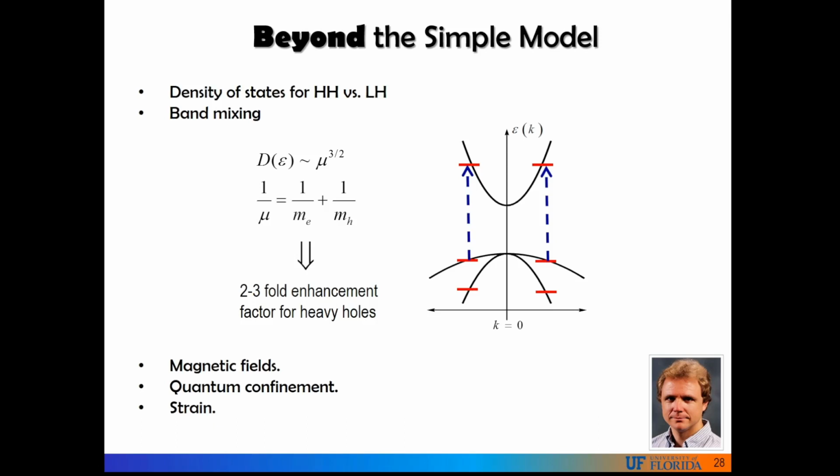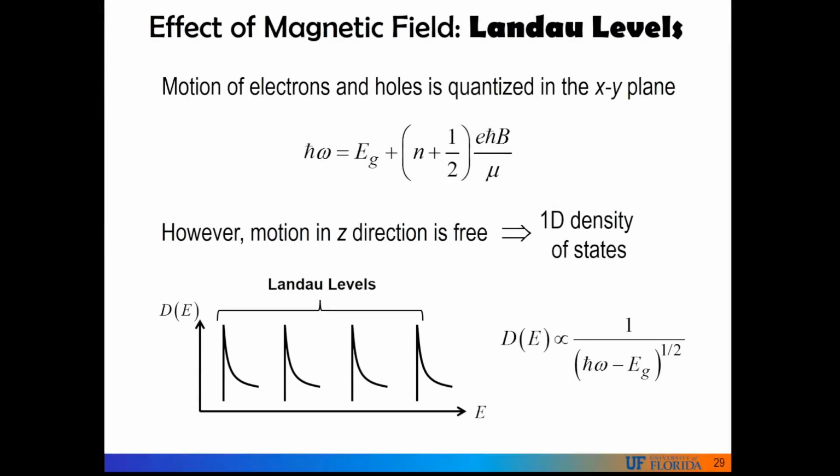For the finite laser line width, you're going to hit a broader range of the density of states. There'll be band mixing effects, magnetic fields, quantum confinement, strain, all are going to have an effect. And these effects are going to lift the heavy hole, light hole degeneracy. And in a magnetic field, of course, we have Landau levels in bulk gallium arsenide.